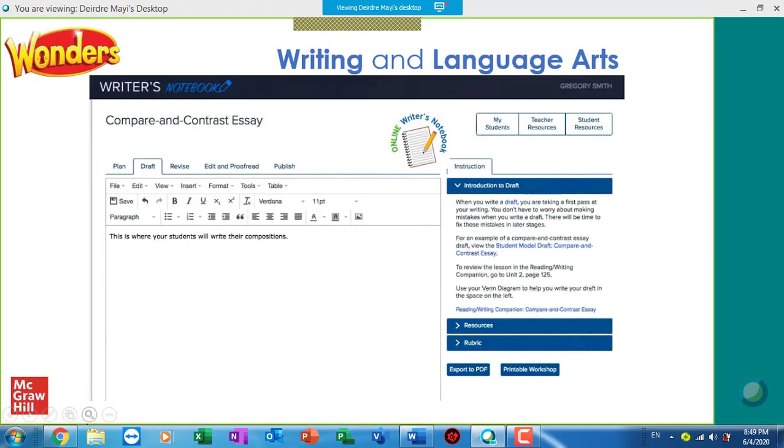Now, for those of you who are not necessarily interested in having students complete their writing digitally, that is absolutely and totally fine. Just note that there are resources under teacher and student resources over on the right side of the screen that you are able to either print or download. They are PDFs, and they will help students do their writing through non-digital means.